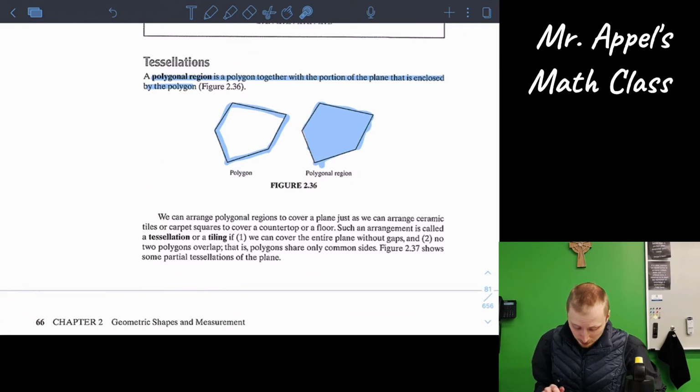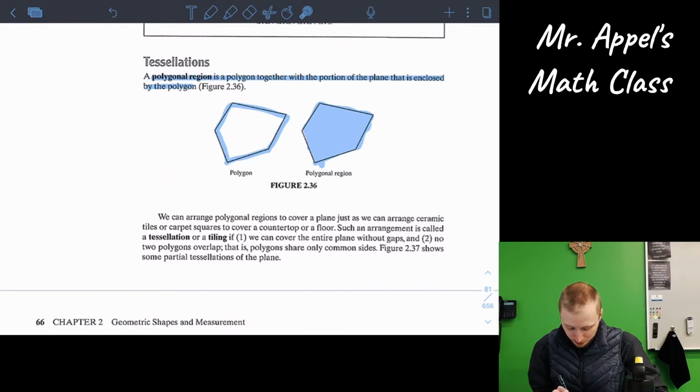We can arrange polygonal regions to cover a plane just as we can arrange ceramic tiles or carpet squares to cover a countertop or a floor. Such an arrangement is called a tessellation or a tiling if, one, we can cover the entire plane without gaps, and two, no two polygons overlap. That is, polygons share only common sides.